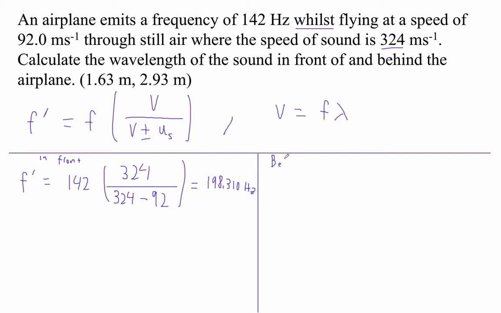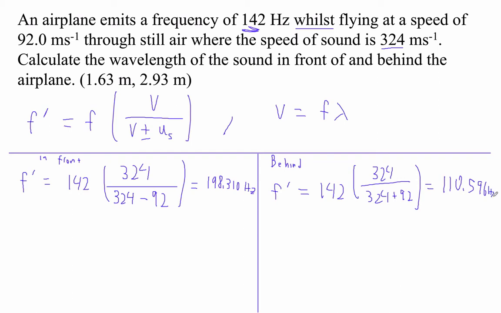Let's go behind the plane. Our shifted frequency is going to be 142, the original frequency, times 324 over (324 plus 92). All right, we can do this. Now I may just be going to the second entry and changing the minus to a plus. That might be what I'm doing, but you just don't know. 110.596 hertz. And this makes sense: behind the plane, lower frequency; in front of the plane, higher frequency.